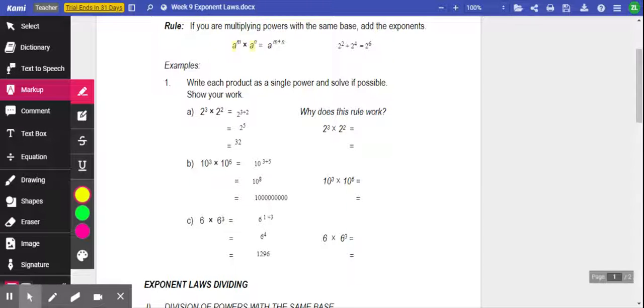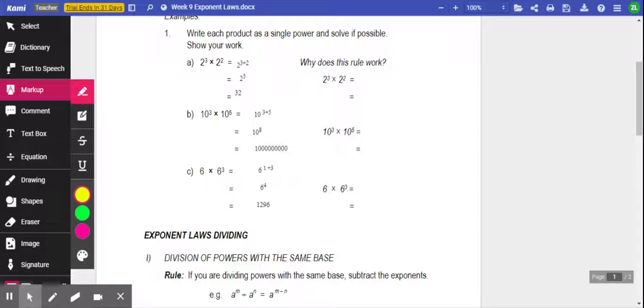Okay. If we look at the next one here, we've got 10 to the power of 3 times 10 to the power of 5. So that being 10 to the power of 3 plus 5, or 10 to the power of 8. And then in this case, we've got this very large number here, 1,000,000,000, 1 billion.